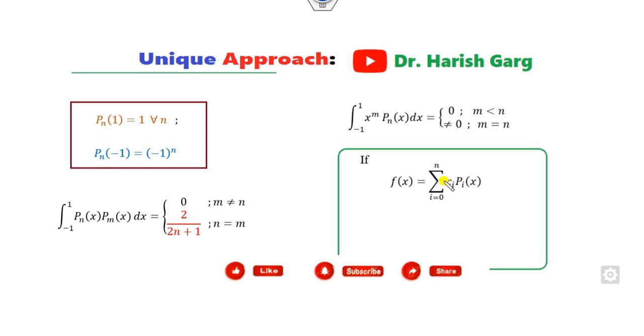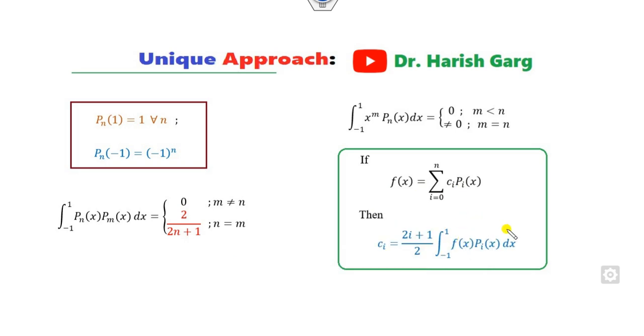And if you write any function f of x in terms of a linear combination of Legendre functions, then you can find that coefficient by using this formula. That's the factor 2n plus 1 over 2, times the integral from minus 1 to 1 of f of x into Pn of x.